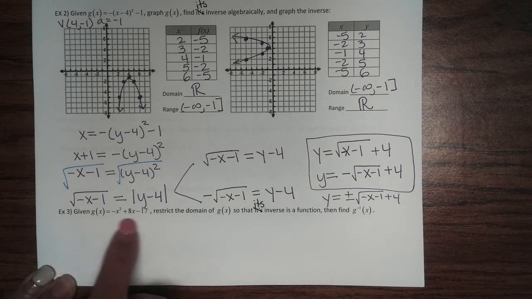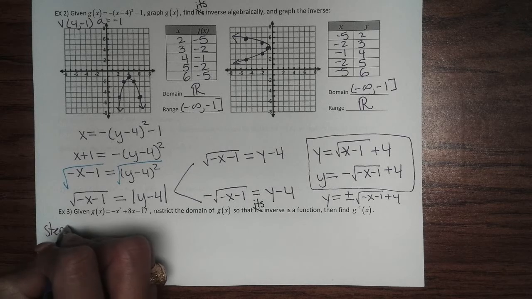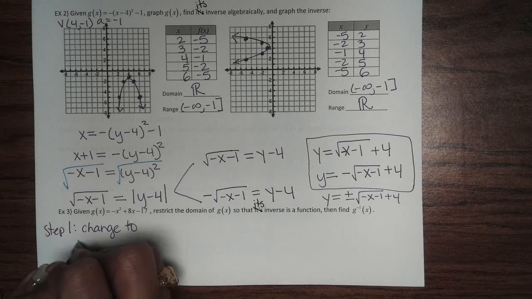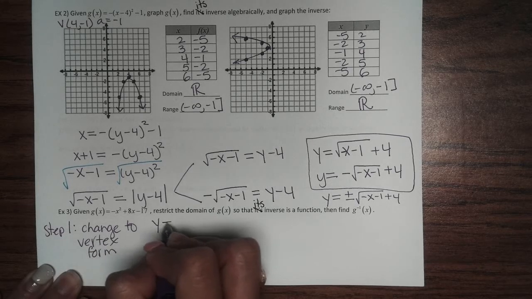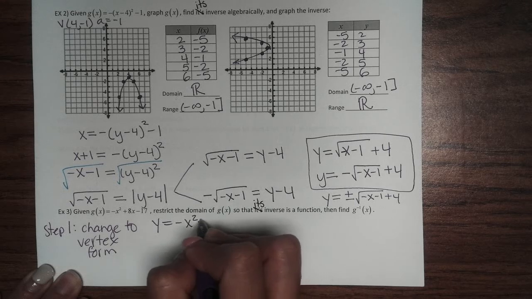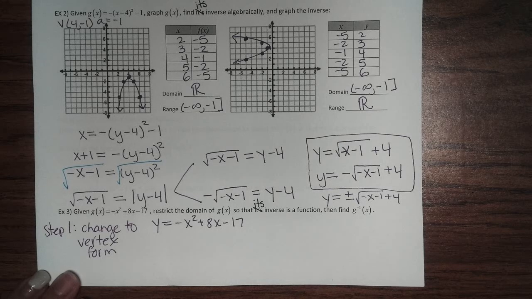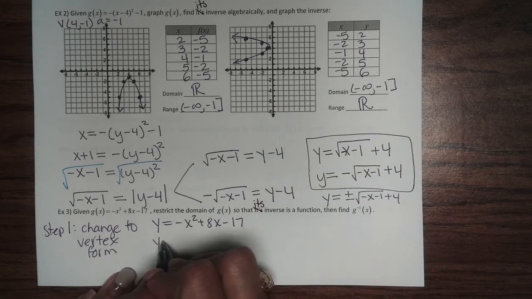If you're going to find the inverse of this function, I first recommend to change it to vertex form. So step 1. Change to vertex form. In other words, I need to take this negative x squared plus 8x minus 17, and I need you to change it to vertex form. The way I would change it to vertex form is by completing the square. So from last unit, I'm going to do y equals.